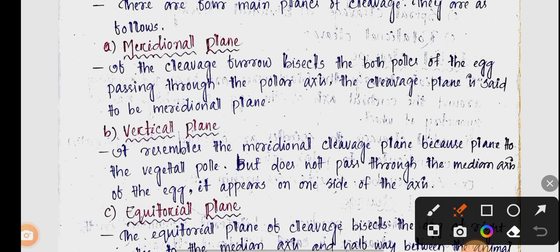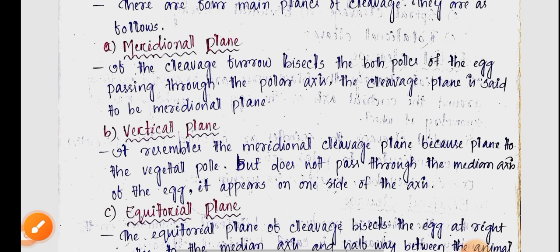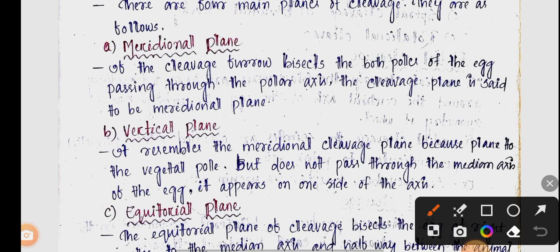And number two, vertical plane. It resembles the meridional cleavage plane because it passes toward the vegetal pole along the polar axis, but does not pass through the median axis of the egg. It appears on one side of the axis, not on both sides of the poles.